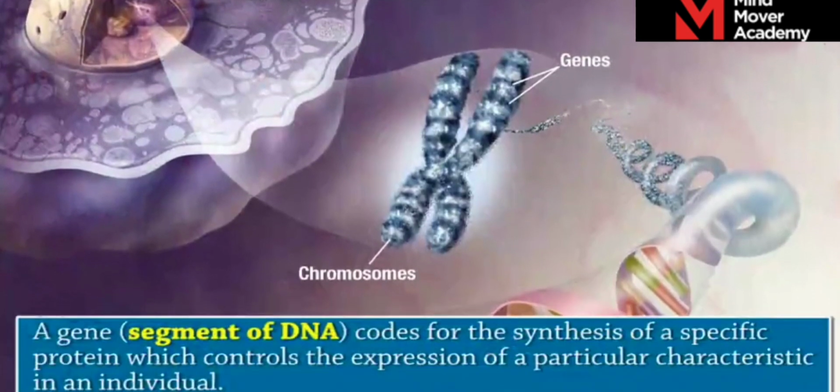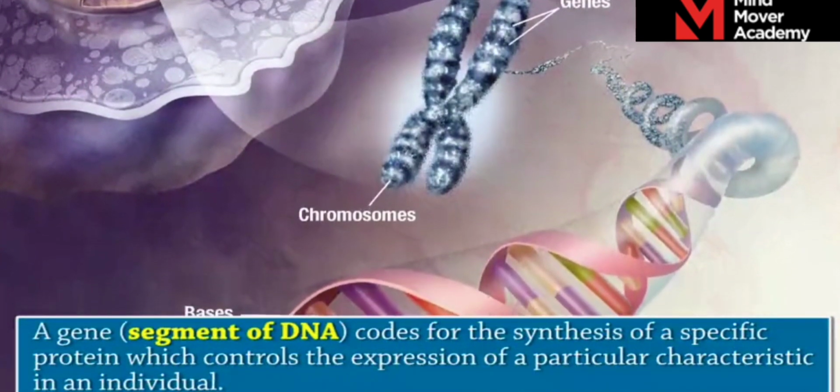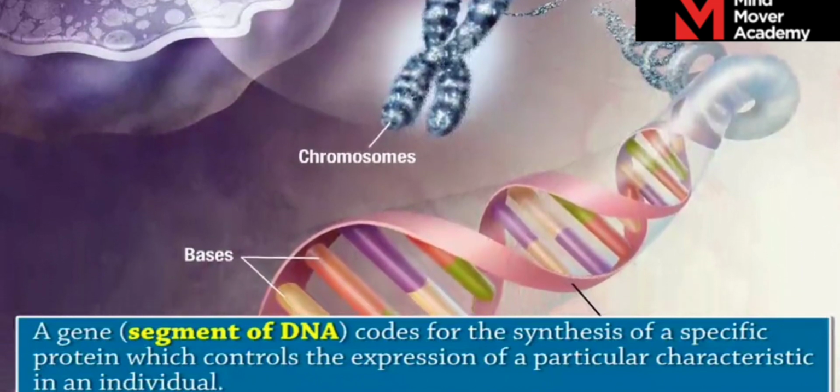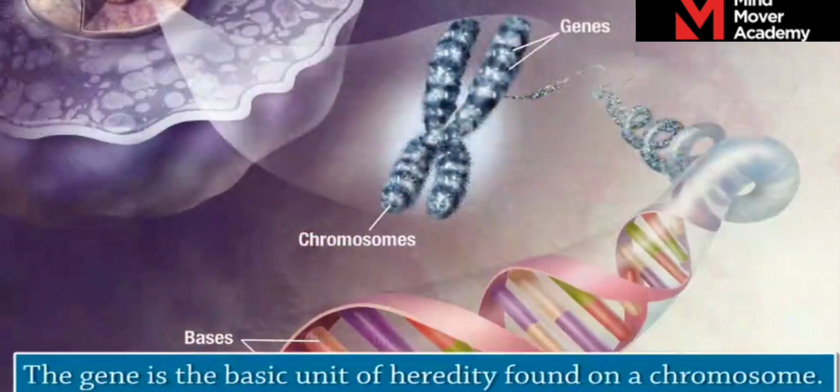A gene, or segment of DNA, codes for the synthesis of a specific protein which controls the expression of a particular characteristic in an individual. Thus, the gene is the basic unit of heredity found on a chromosome.